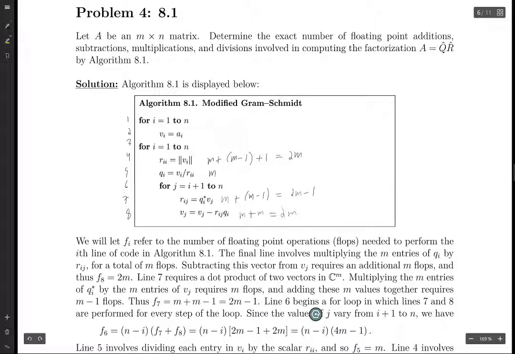Now line 6. Line 6 is going to be a loop in which lines 7 and 8 are performed for every step of the loop. J in this loop varies from i plus 1 to n. So how many different values of j do we have? If j is going from i plus 1 to n, then there's going to be n minus i different loops of this code.